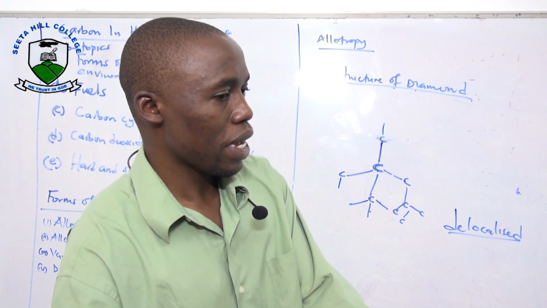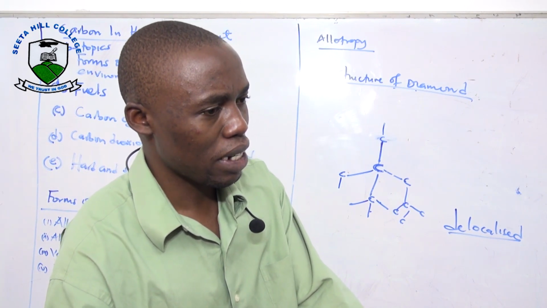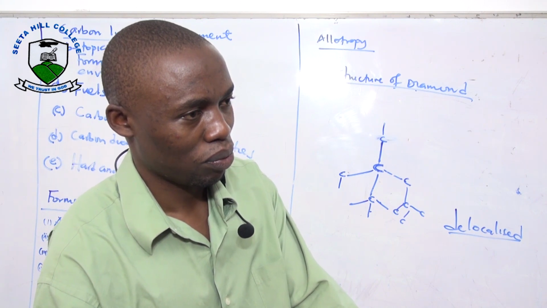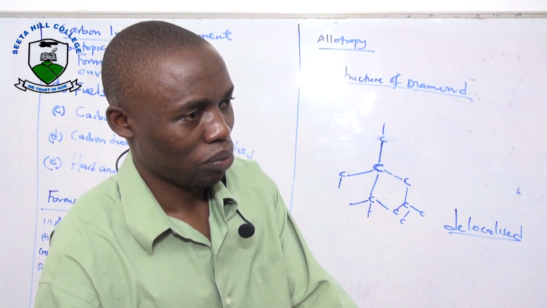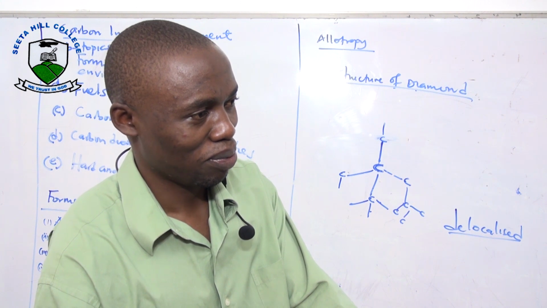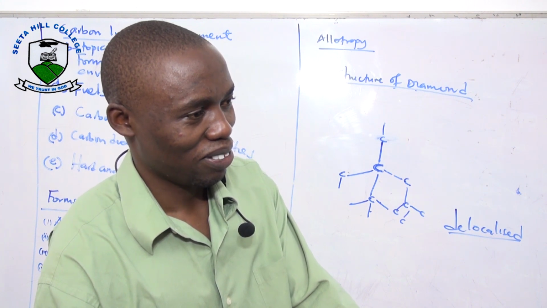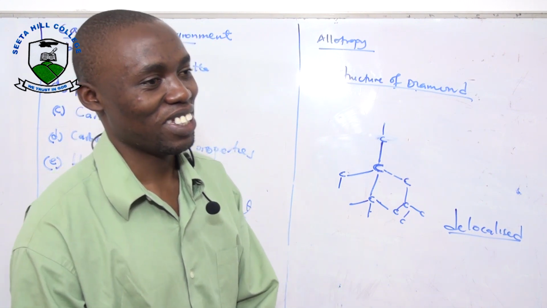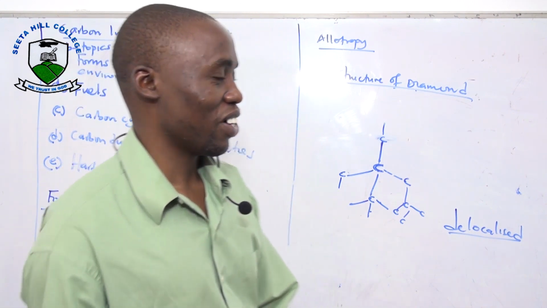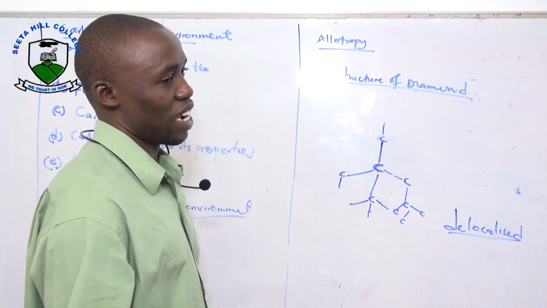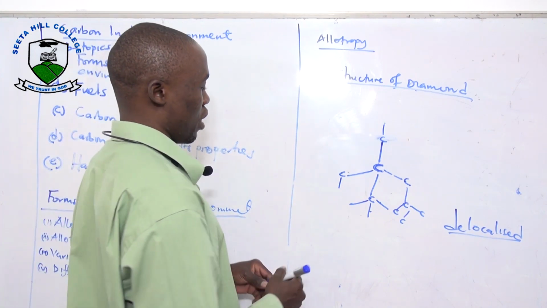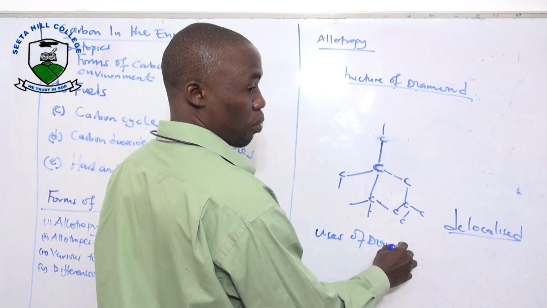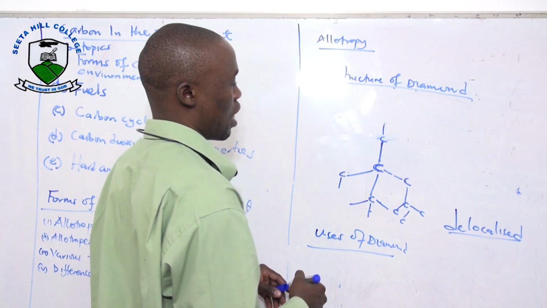Why is diamond very hard? Covalent bonds that are too strong to break. That's good. It has very many covalent bonds that are hard to break. Okay, that's very great. Uses of diamond. I hope you drew that simple structure of diamond.